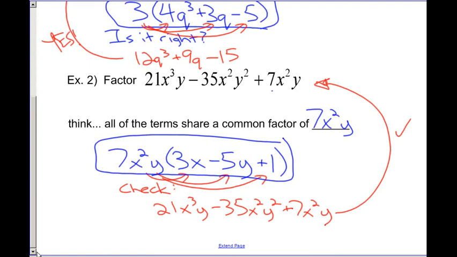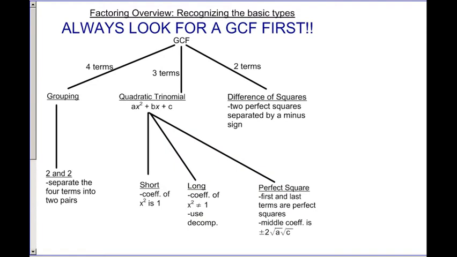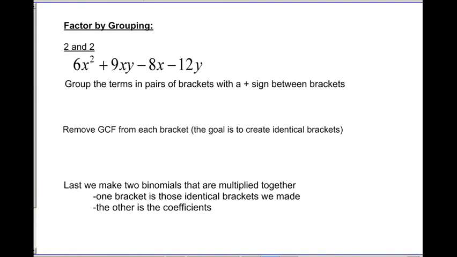Okay, always looking for greatest common factors first. If we just take a quick gander back at the first slide, now we're going to look at the different types of factoring that occur depending on the number of terms you have. So we'll take a look at what happens if you have 4 terms. When we have 4 terms, we're going to attempt something called factor by grouping.